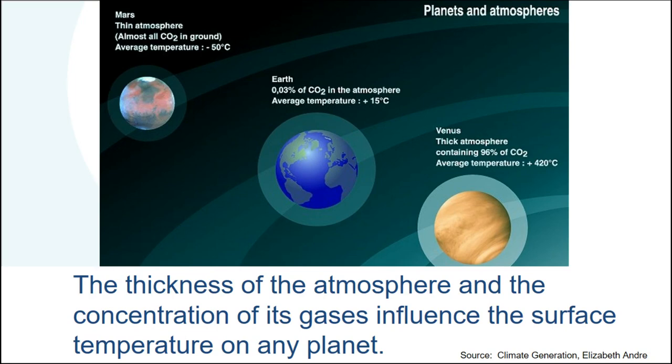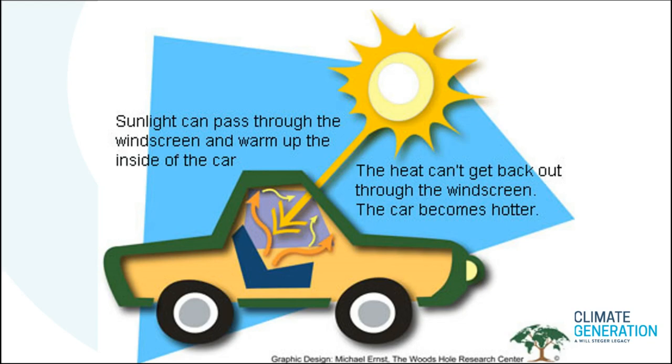So what is this thing called the greenhouse gas effect? Let's put it this way. If you were to sit in your car when it's really hot outside, you would notice that the sun's coming in through the windows and the windshield, and it's going to warm up the inside of the car. You get really hot sitting in there if the car is turned off and the windows are up on a hot sunny day, because the heat cannot get back out through the windshield. And so the car is going to become hotter and hotter because the heat is trapped in there.